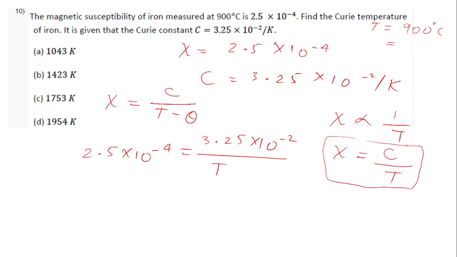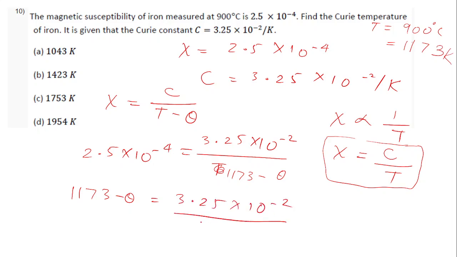This is 900 degrees centigrade. Change it into Kelvin, we'll add 273. This will be 1173 Kelvin, and the Curie temperature we need to find out. So 1173 minus theta will be 3.25 times 10 to the power minus 2 divided by 2.5 times 10 to the power minus 4.